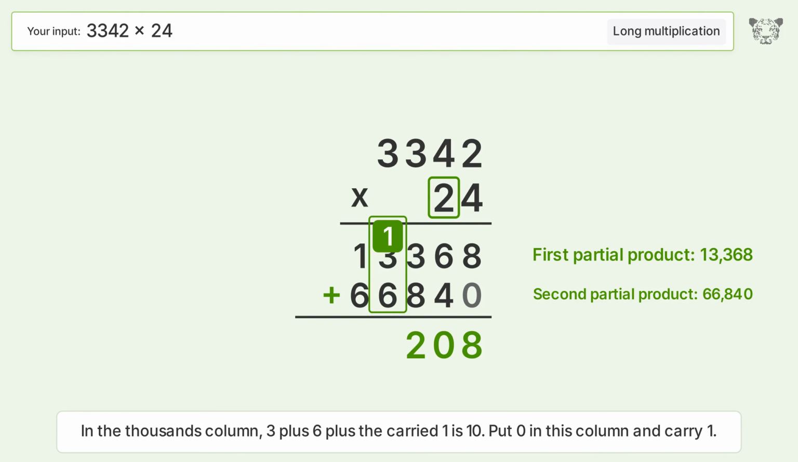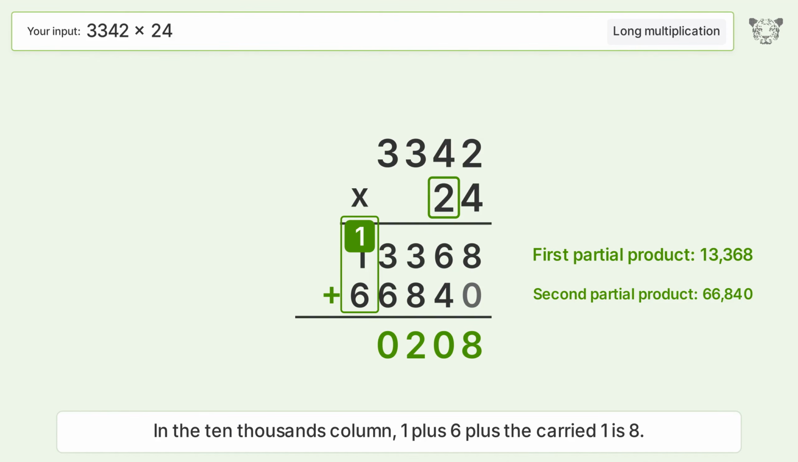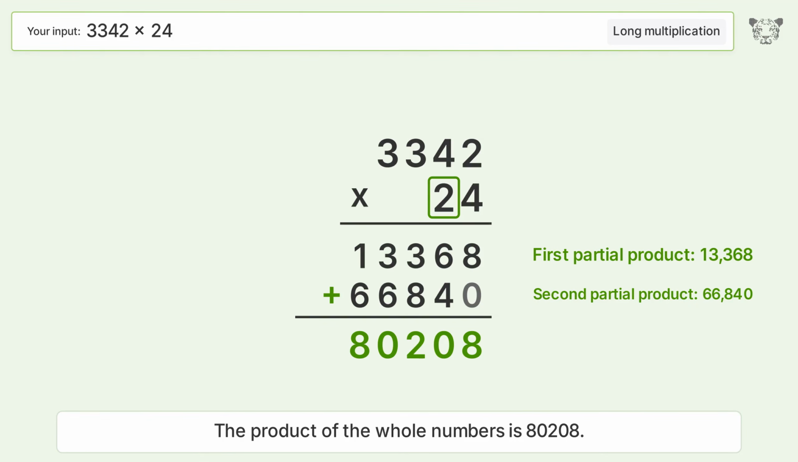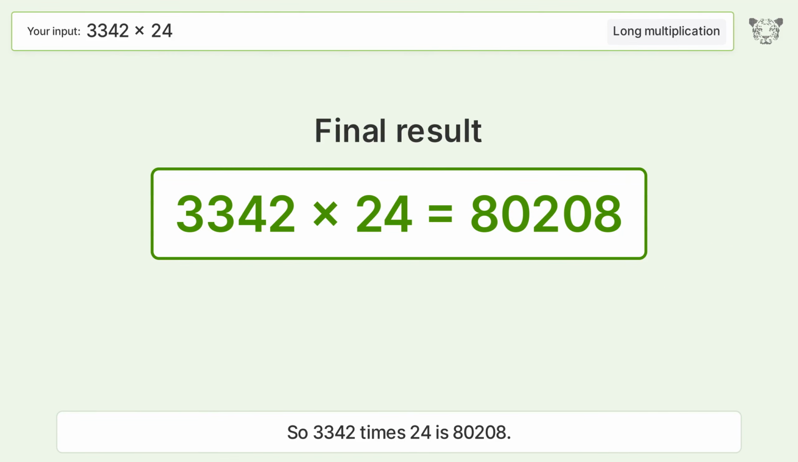In the thousands column, 3 plus 6 plus the carried 1 is 10. Put 0 in this column and carry 1. In the 10,000s column, 1 plus 6 plus the carried 1 is 8. The product of the whole numbers is 80,208. So 3,342 times 24 is 80,208.